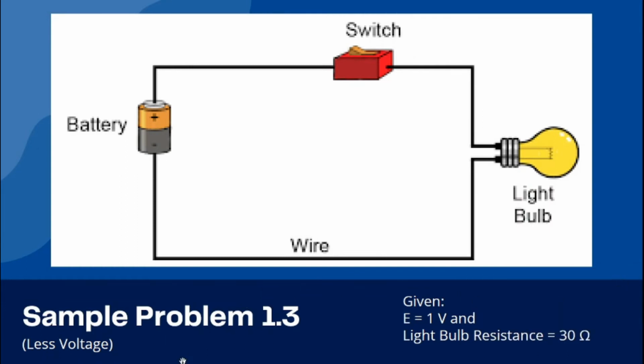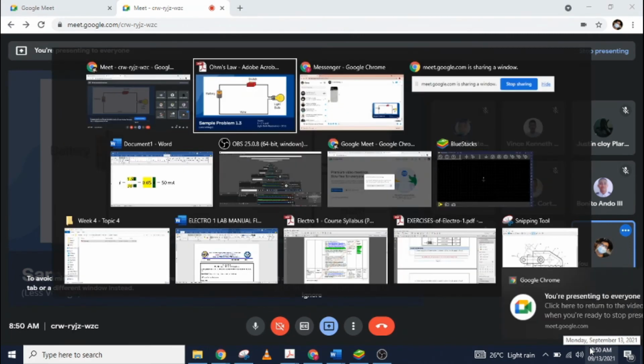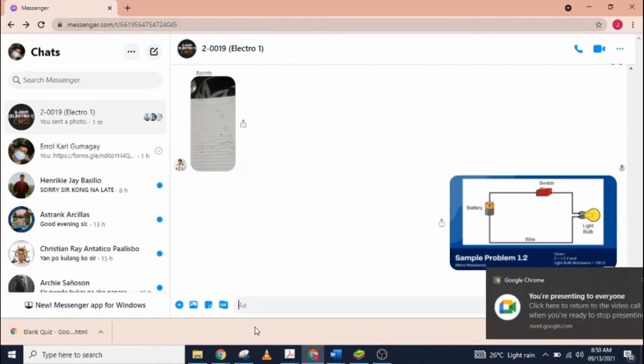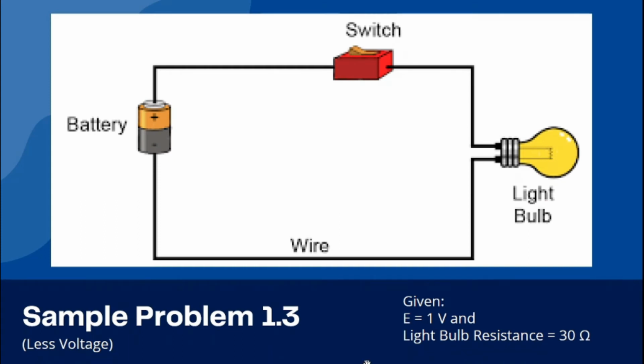So sample problem 1.3. Again, it's the same circuit. Now what we did here is the given voltage is 1 volt. So we decrease the voltage, less voltage. From 1.5, ginawa natin 1 volt. And then light bulb resistance is 30 ohms. Now what is the current, class, for this one? What is the current for this circuit?